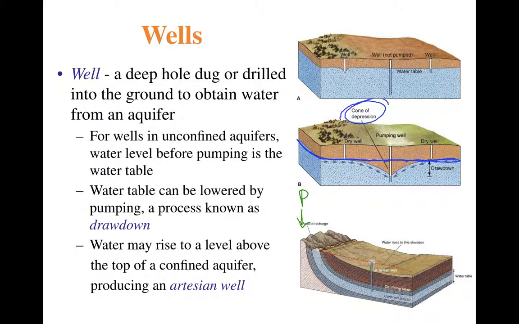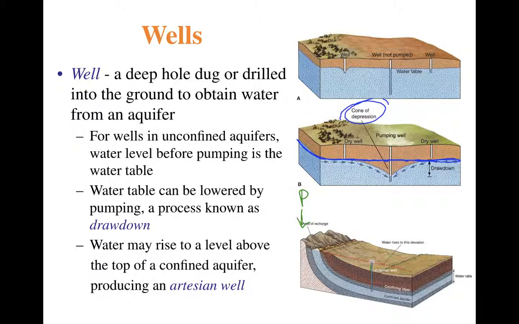Okay, wells. A lot of you, if you live out in the country, you have wells. City people, maybe you don't have wells. So a well is a deep hole dug or drilled into the ground to obtain water from an aquifer. Remember, an aquifer is where you can have water. For wells in unconfined aquifers, water level before pumping is the water table.